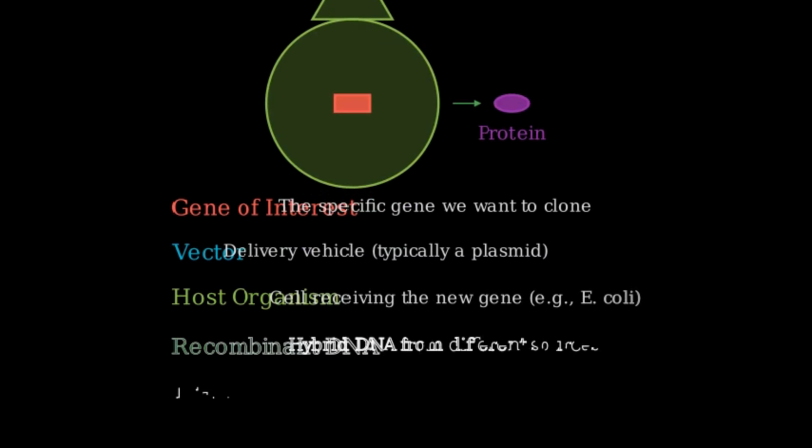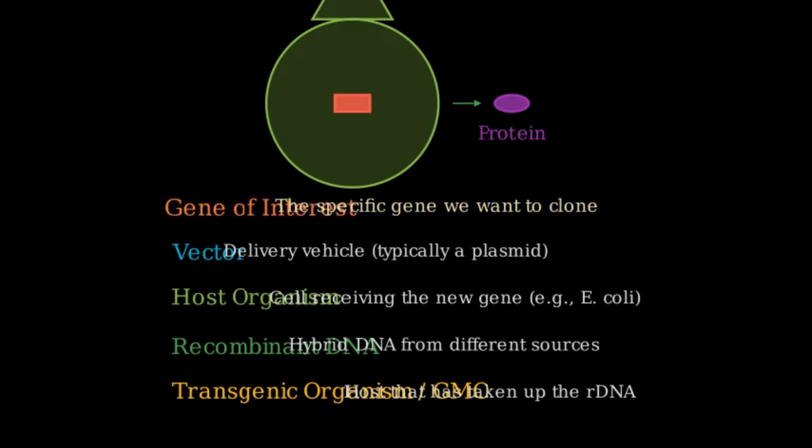Let's understand some key terminology. Gene of interest, the specific gene we want to clone, such as the gene for human insulin. Vector, a delivery vehicle, typically a bacterial plasmid, used to carry the gene of interest into the host cell. Host organism, the cell that receives the new gene, usually E. coli bacteria or yeast.